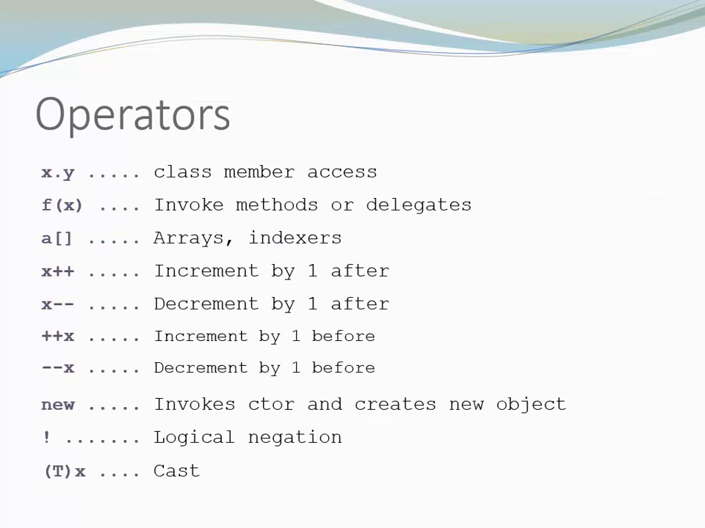Here we have a selection of primary and unary operators. We have the dot operator to access class members, parentheses to invoke a method, rectangular brackets for array index, increment and decrement before and after, and we have a new operator to invoke the constructor and create a new object. We have the logical not, and we also have the cast, where we have the parentheses and some type specified in between.